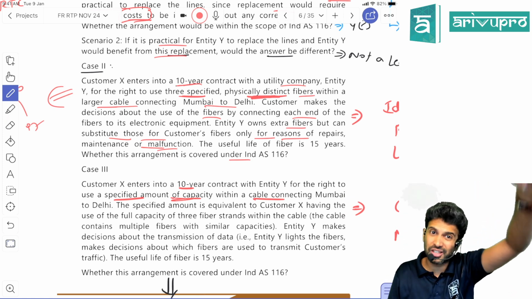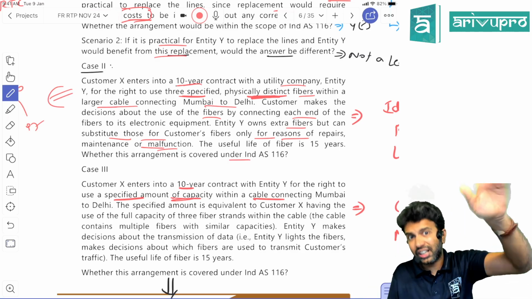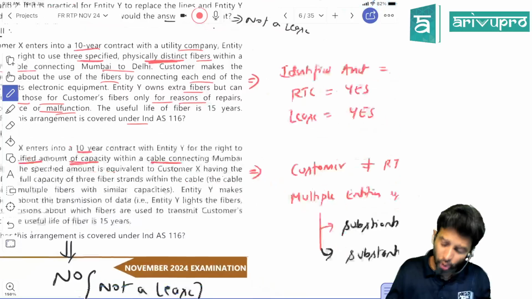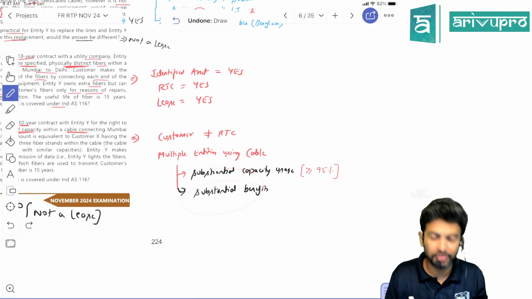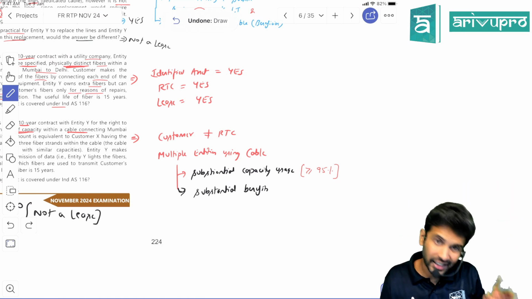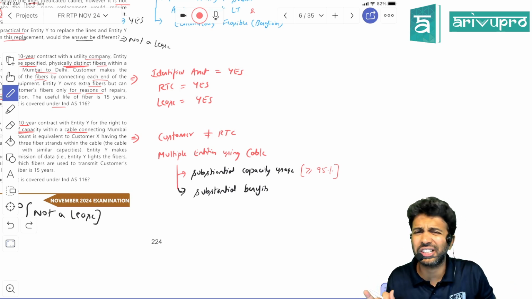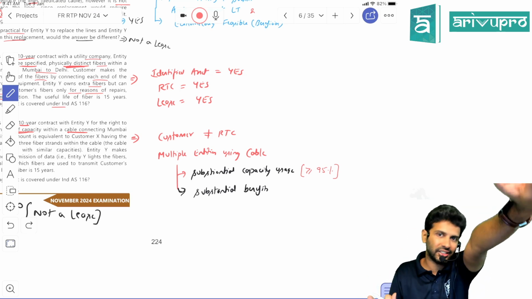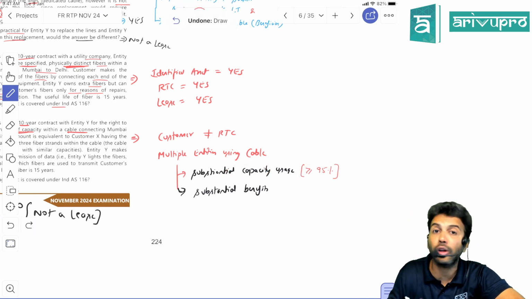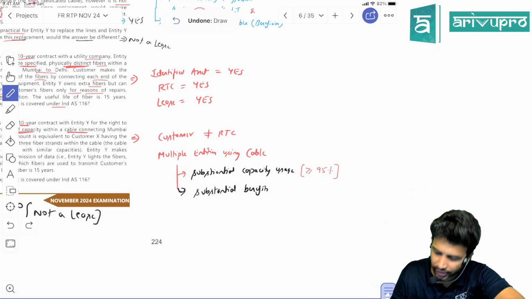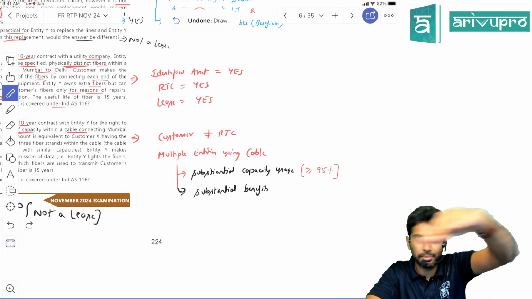We have studied this concept. If one asset is leased out to many users, then for that customer who is using the asset for its substantial capacity and getting substantial benefit, it will be a lease. For all other customers it will be a pure supply arrangement, a purchase arrangement. It will not be a lease, which we had studied. And here substantial capacity means 95% or more. We had studied one question in the study material where they had taken 95% or more as substantial capacity, hence we are keeping that as a benchmark.